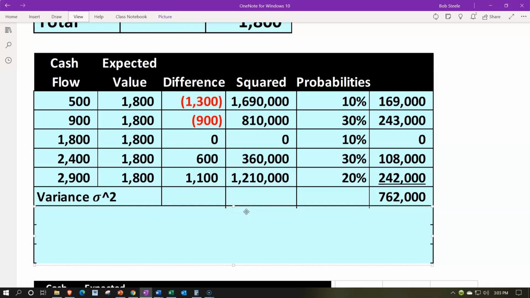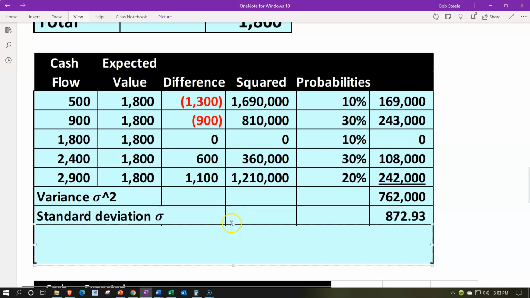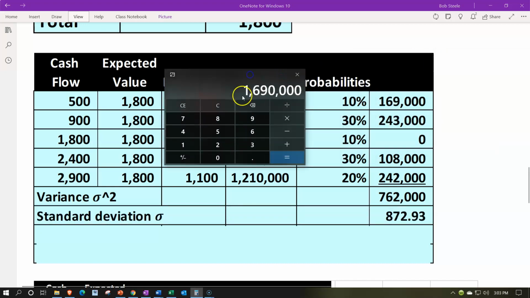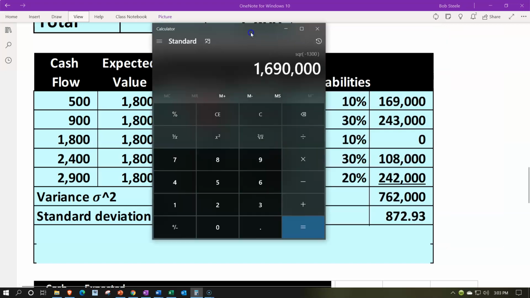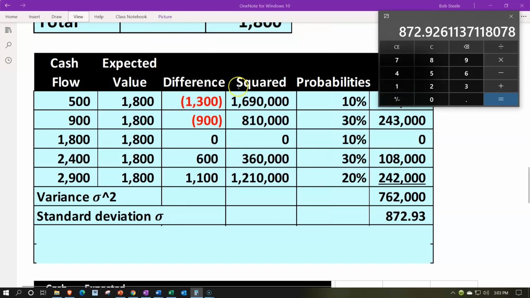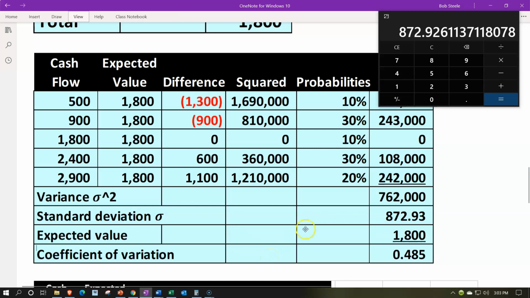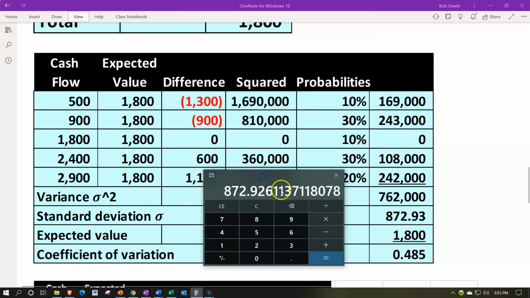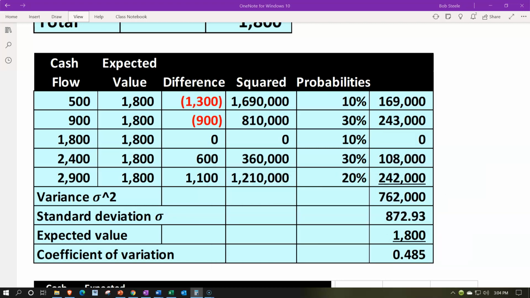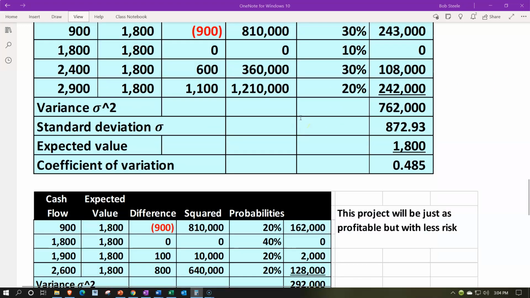That's in squared units, however. So we typically want the standard deviation. Let's take the standard deviation, which is going to be the 762,000 square root, which is 872. And then we're going to compare that to the expected value, the mean or the average, to get to the coefficient of variation. So taking that divided by the 1800 gives us about 0.4849, so 0.485, rounding to 3 digits out.